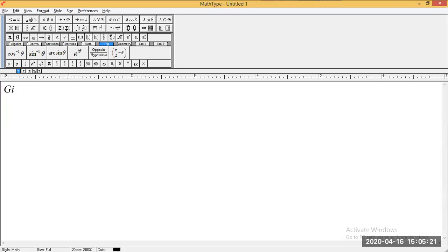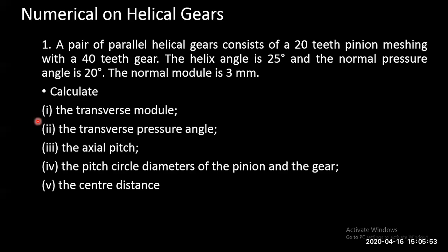So given is the number of teeth on pinion. Pinion is Z1. So Z1 is a subscript for pinion, or you can subscript it as ZP also. Right. So similarly, number of teeth on the gear. Gear will be denoted as Z2, or you can subscript as ZG. That also works.